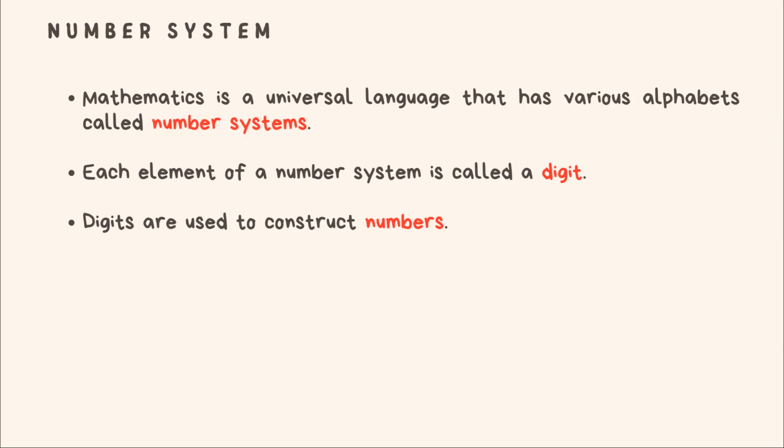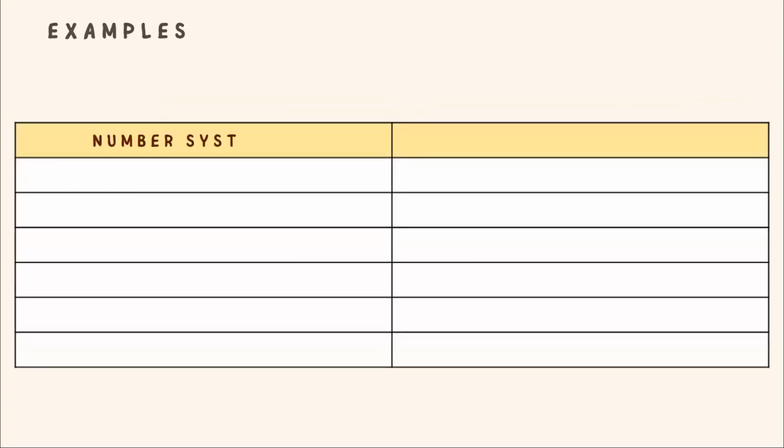So from this, we can see that there's not just one alphabet of mathematics. There's not just one number system. There are many number systems. And here is a list of a few number systems that we have.